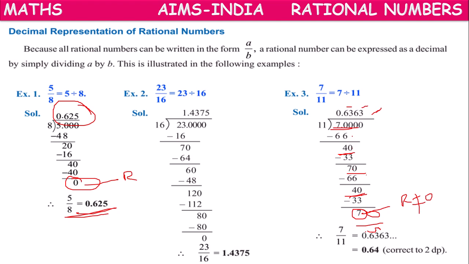So after division, based on the decimal which we have got, we can name the decimals into different types: terminating decimal, non-terminating decimal, and sometimes repeating decimal.